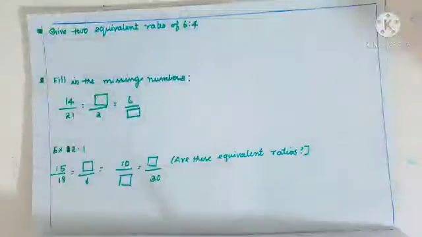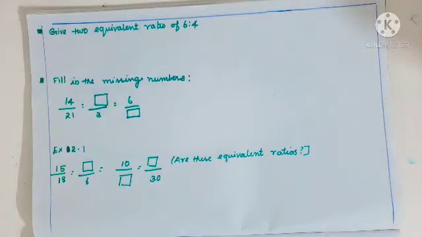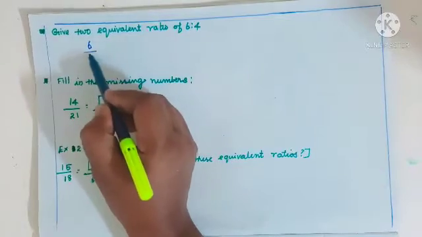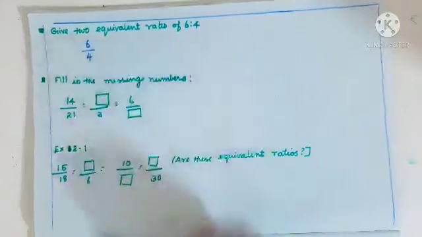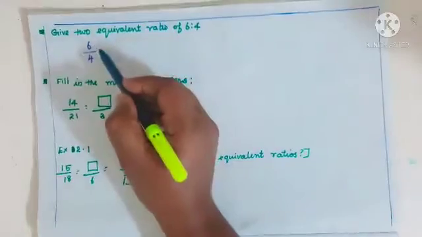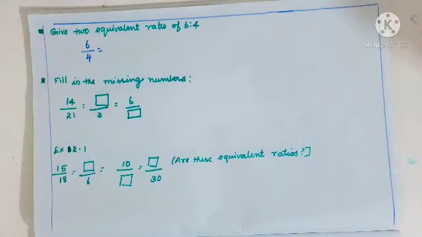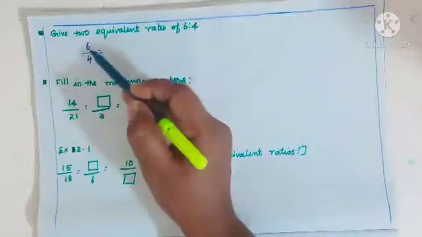next part. Give two equivalent ratios of 6 is to 4. So now what are you going to do? Ratio means what will you do? First step, you will write it in the division method, 6 by 4. Okay, fine. Next, what will you do? That is equal to, you want the equivalent ratio of that. You can get the equivalent ratio by multiplying or dividing both numerator and denominator with the same number. We have already seen this in fractions. Okay. So 6 by 4 is given.